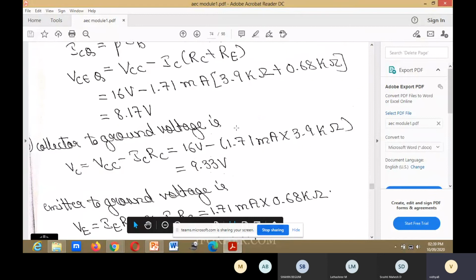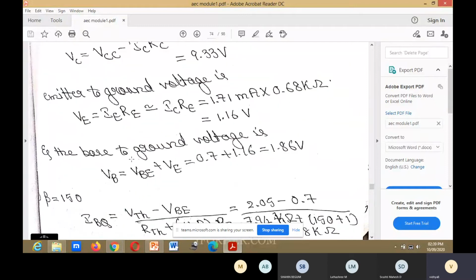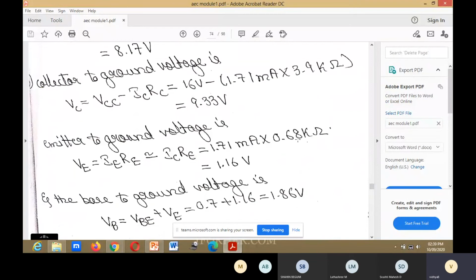Next, collector to ground voltage. VC is equal to VCC minus ICRC. After substituting the values, you will get 9.33 volt. Next, VE. VE is equal to IE RE, or we can write IC RE, because in this case IE is almost equal to IC. After substituting, you will get VE is equal to 1.16 volt. What about VB? VB is equal to VBE plus VE, which is 0.7 plus 1.16, equal to 1.86 volt.